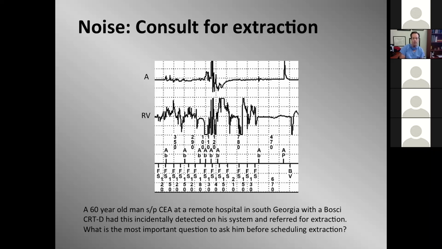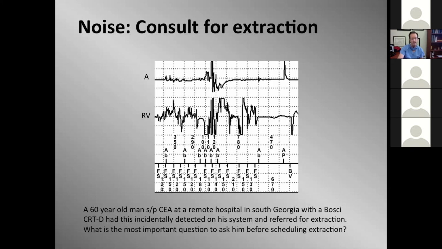So you will see this. And if you forget to suspend detections when you're doing some lead revision or something like that, and you see the same impulse generator, you will see it on the device memory as well.